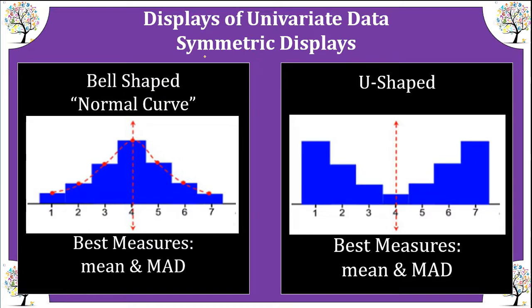So here are some examples of symmetric displays. You can see that this is the bell-shaped curve. It is symmetric. This would be unimodal, but when it's unimodal in the center, we call it a bell-shaped curve. Now, when we have symmetric displays, the best measures are going to be mean and MAD because we will not have an outlier. There's also the U-shaped graph, and it's still symmetric. It's kind of the inverse of the bell-shaped curve. And again, remember, if a graph is symmetric, we're going to use the mean for the center measure and MAD to describe the variability.